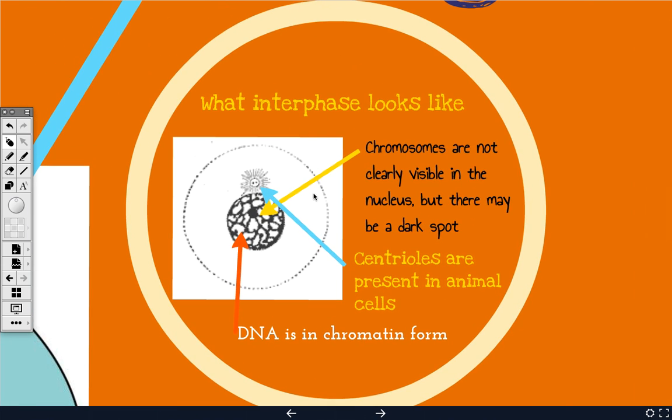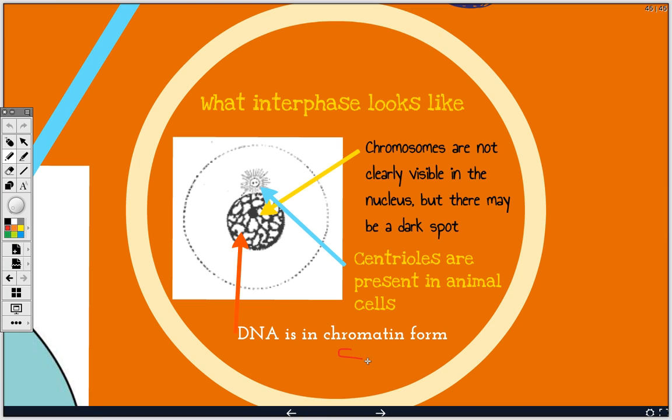So what does interphase look like? Interphase looks like a cell. So this is our normal cell. DNA is in chromatin form, so you'll see a black nucleus down here in the middle of the cell, and usually your DNA is in chromatin form, or that string form. A couple of things that are going on here is that your chromosomes are not clearly visible yet. So they're just going to be a really dark spot in the middle. If you see a cell that has a dark spot in the middle, it is probably in interphase.